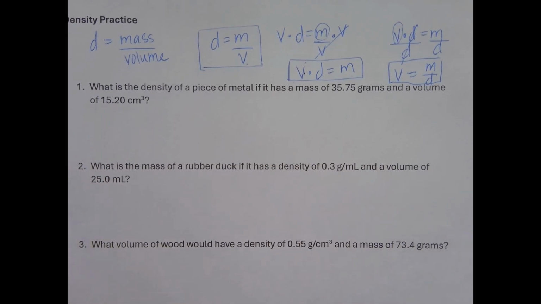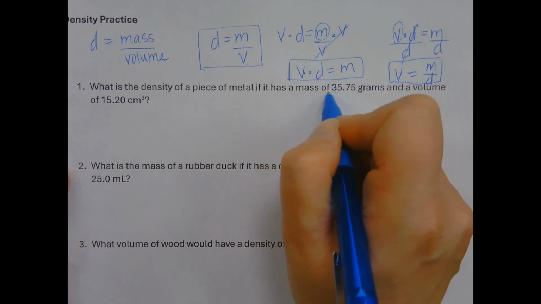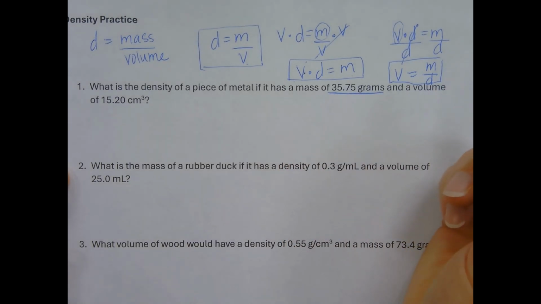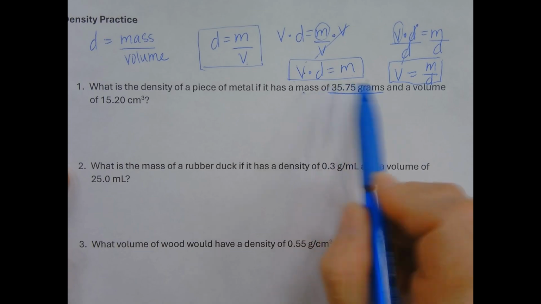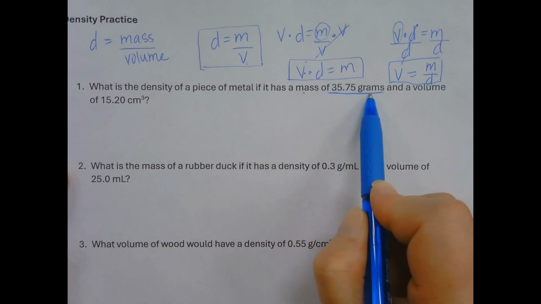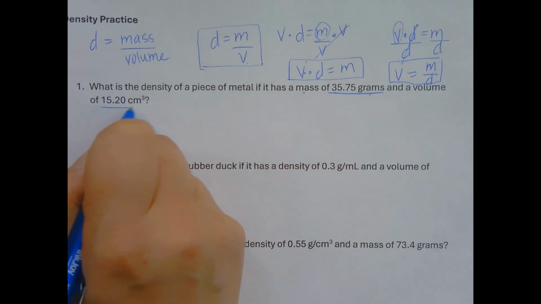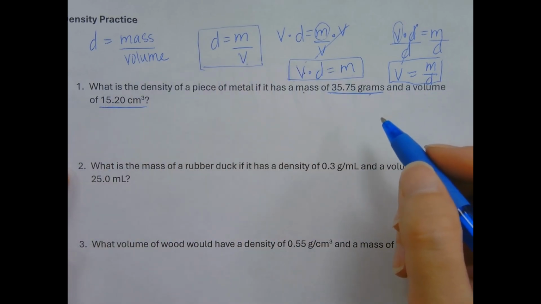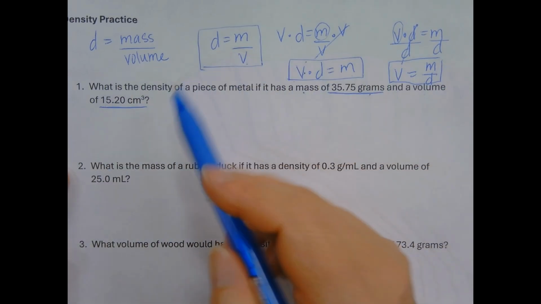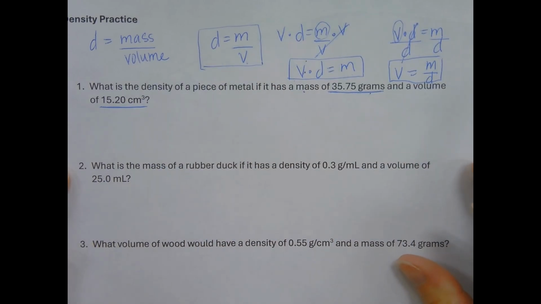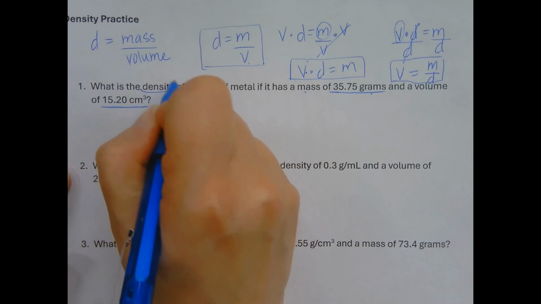So let's start with number one. What is the density of a piece of metal if it has a mass of 35.75 grams and a volume of 15.2 centimeters cubed? So I'm going to underline what I'm given. I'm given the mass of 35.75 grams. I know it's a mass because it says mass, and also grams is the unit of mass. And then I'm also given the volume of 15.2 centimeters cubed. And I know this is a volume because it says volume and centimeters cubed is the unit of volume. I'm looking for the density.